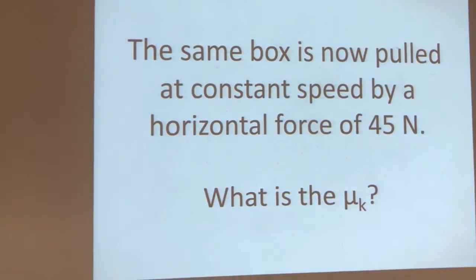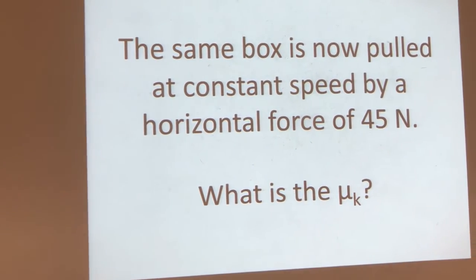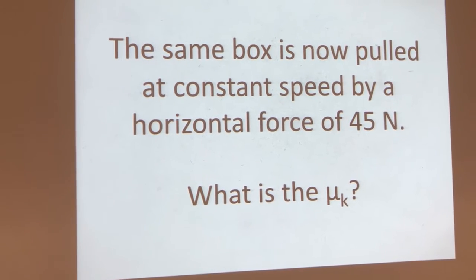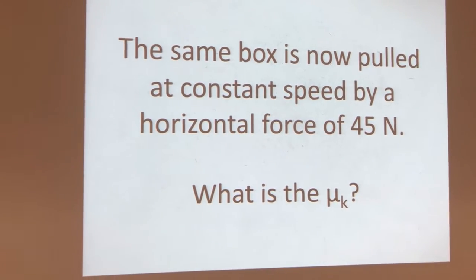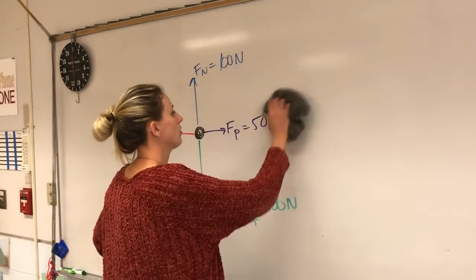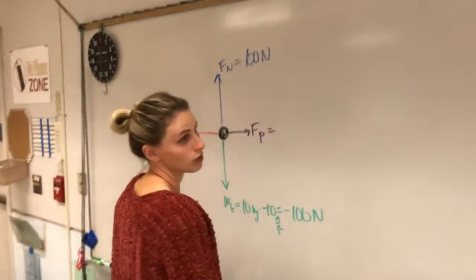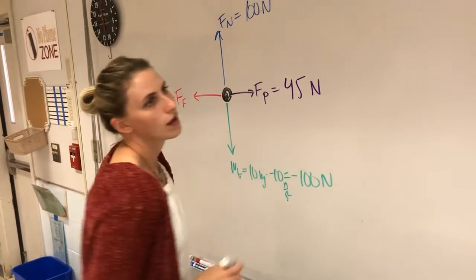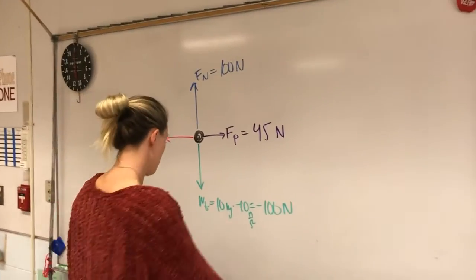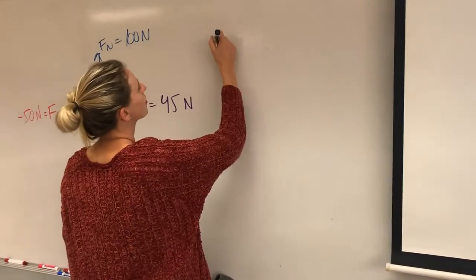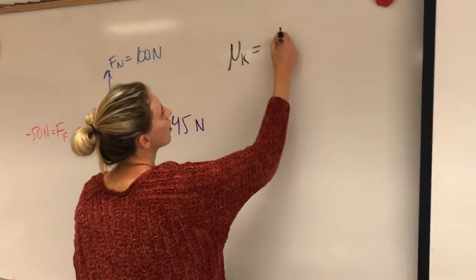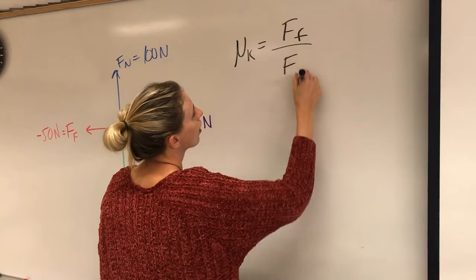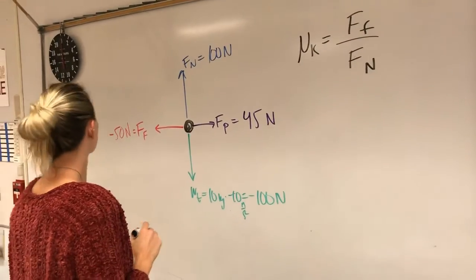The same box is now pulled at constant speed by a horizontal force of 45 newtons. Oh, okay, so what do we have to change on our diagram? Well, we have to change this, right? Yes, so now it's 45 newtons. And we want to know the mu. What was our equation again? Force of friction over force normal. You're going to have to change that.